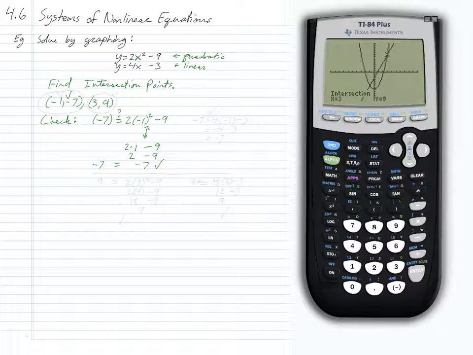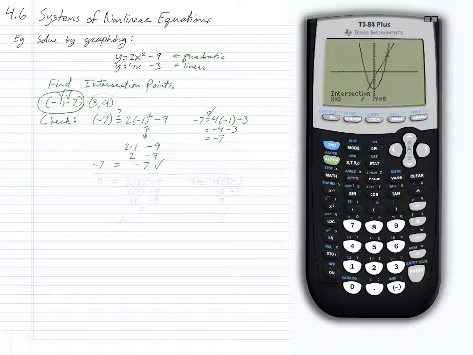Let's try it in the bottom equation. So -7 for y, is that equal to 4 times -1 minus 3? Well, negative 4 minus 3 is equal to negative 7. So that checks out, and that point is a winner.